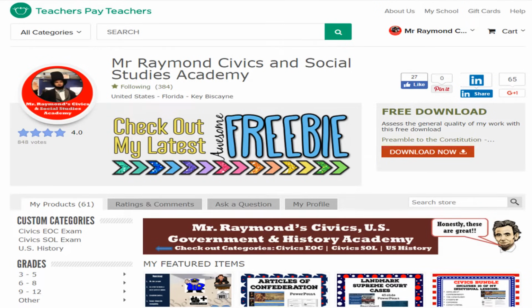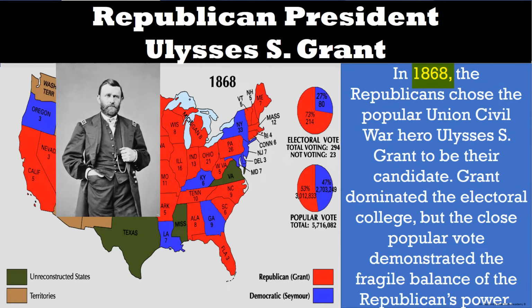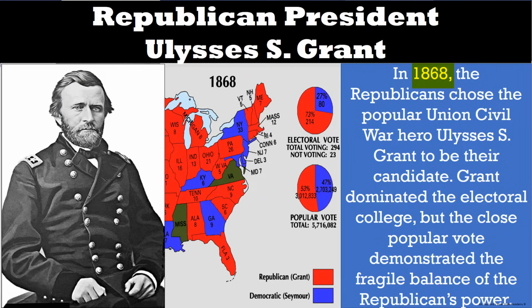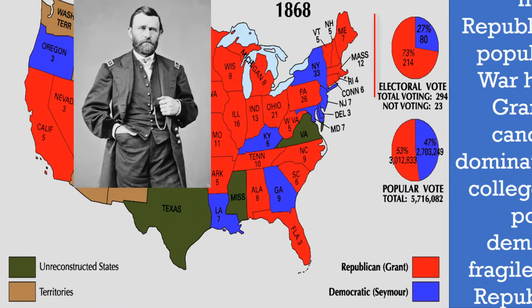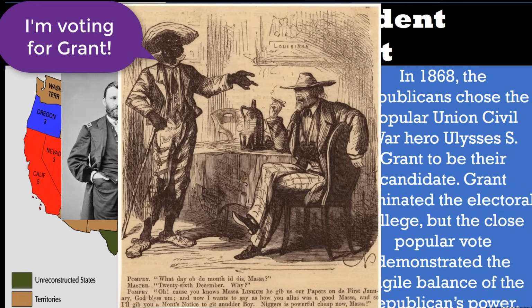In 1868, the Republicans chose the popular Union Civil War general and hero Ulysses S. Grant to be their candidate. Grant dominated the Electoral College, but the close popular vote demonstrated the fragile balance of the Republicans' power. Votes by African Americans helped secure the victory for Ulysses S. Grant.